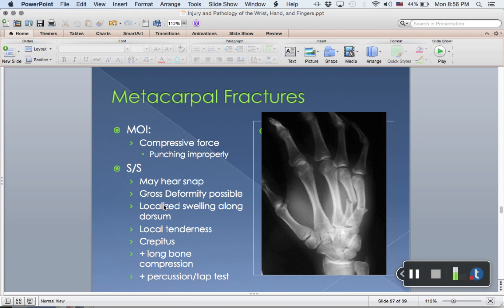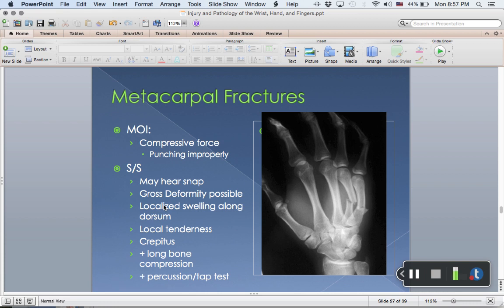It's very easy to have a lot of swelling. There's a lot of tissue in between your metacarpals, but definitely it's usually point tender along that bone. Long bone compression test is positive along with percussion tap. A lot of people also use a tuning fork for this test, so when you send that vibration through, if there is a fracture there, it'll vibrate together and it causes a lot of pain.